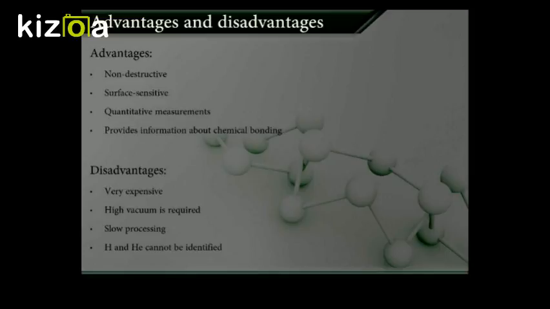On the other hand, it has some disadvantages as well. So it is, first of all, a very expensive technique. Secondly, it needs a high vacuum, and it is a slow process, so it might need a whole night to provide results. And finally, it detects all elements with an atomic number of 3 and above, so it cannot easily detect hydrogen and helium.